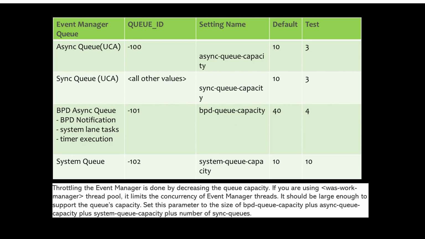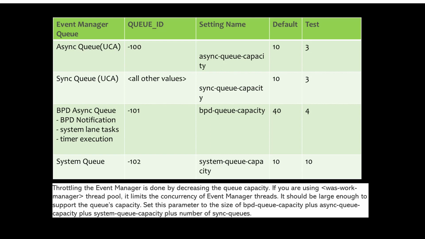And another one is system queue. This is purely for internal EM tasks. For example, when you create blackout periods, those specific tasks go into the system queue. We don't need to worry about this. Each queue has a default capacity, which means at a time this queue can take in 10 EM records and then execute them.